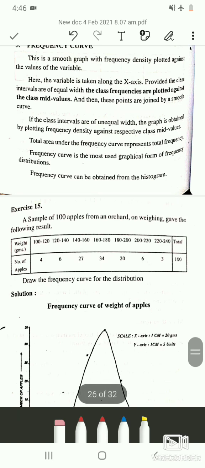Total area under the curve represents the total frequency. The frequency curve is the most used graphical form of frequency distributions, and a frequency curve can also be obtained from a histogram. So this is the same as a frequency polygon. The only difference is that to join the points we are not using a straight line but a smooth curve, or a curve drawn freehand. We are not using any scale.